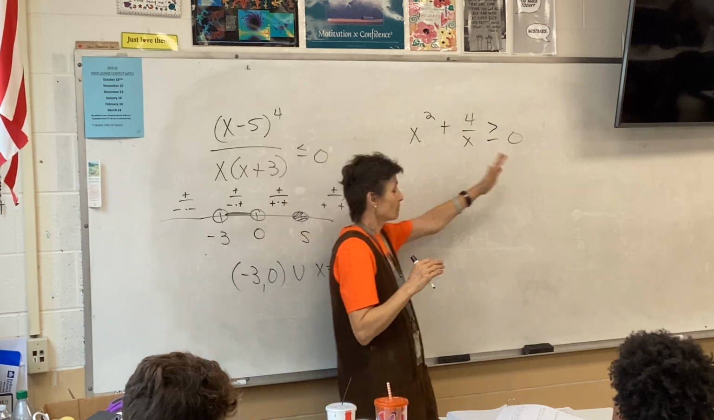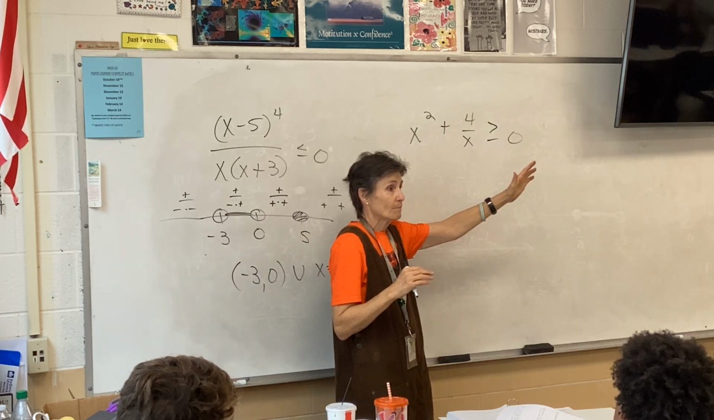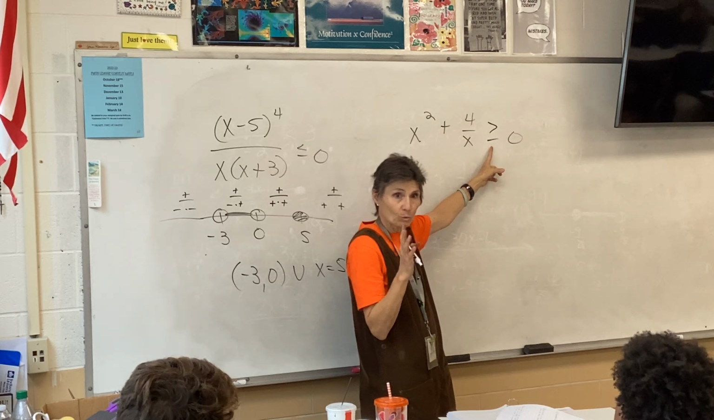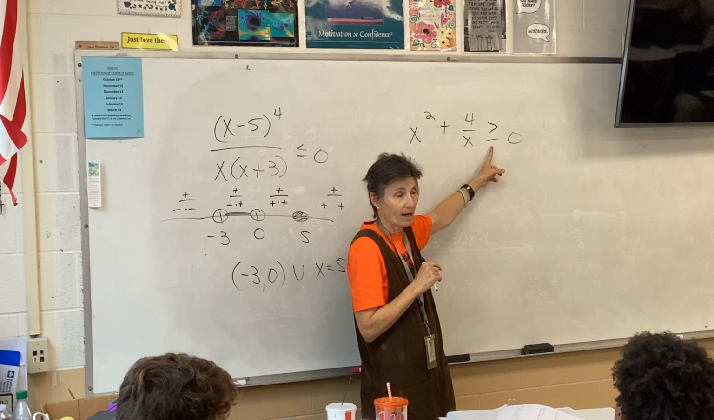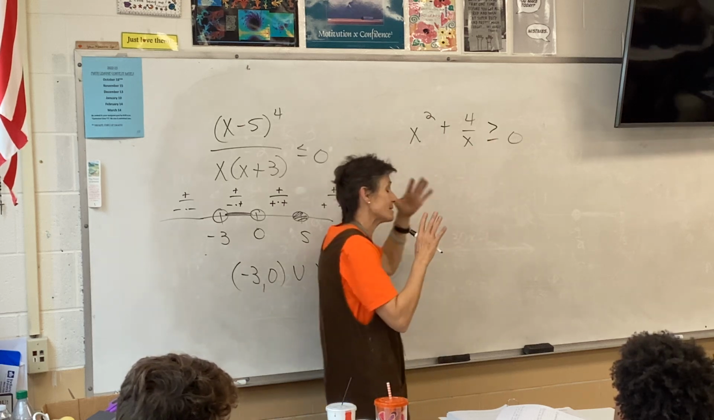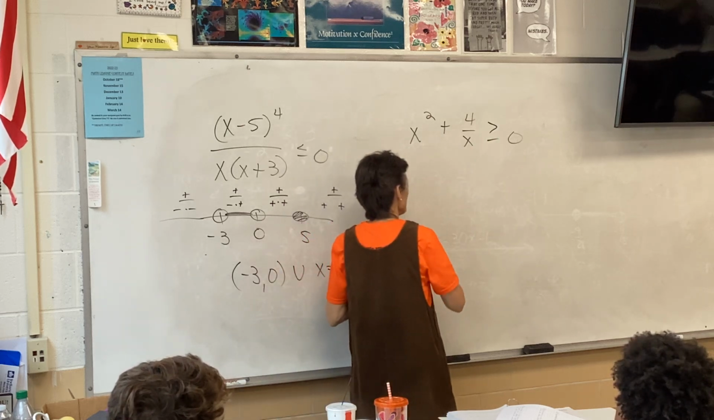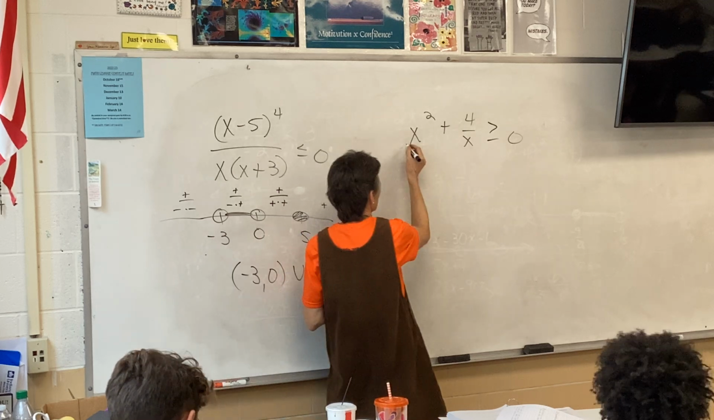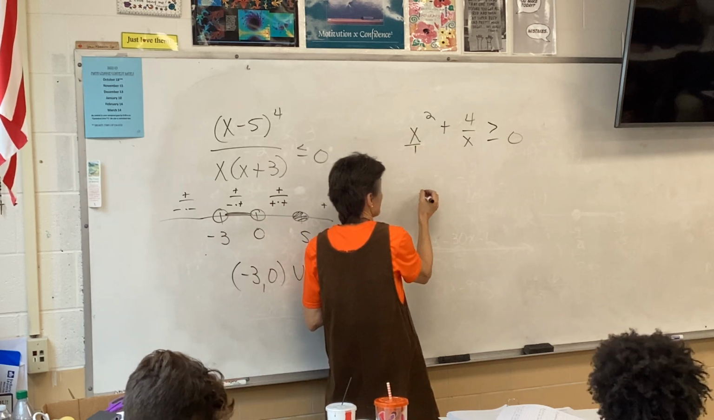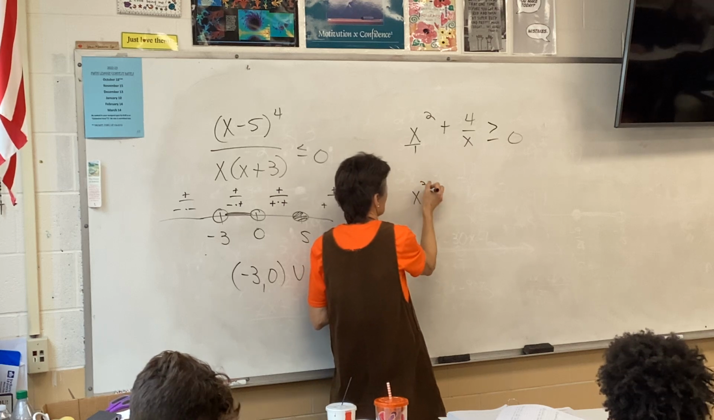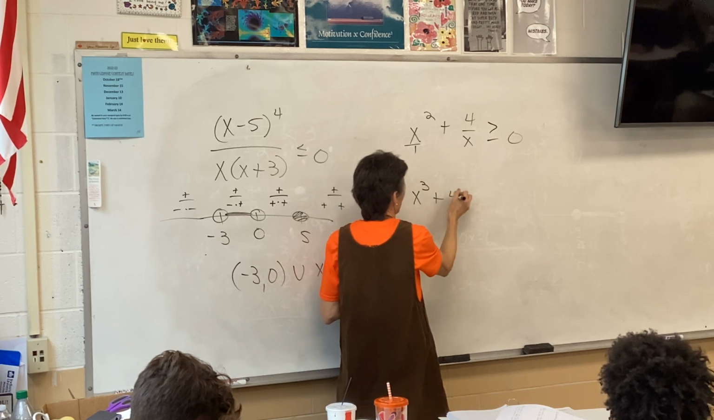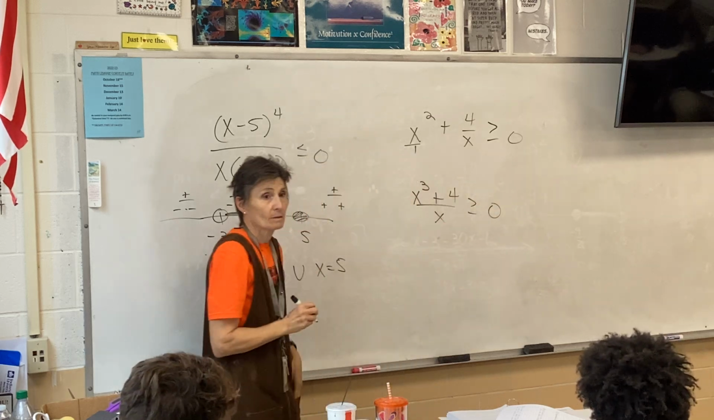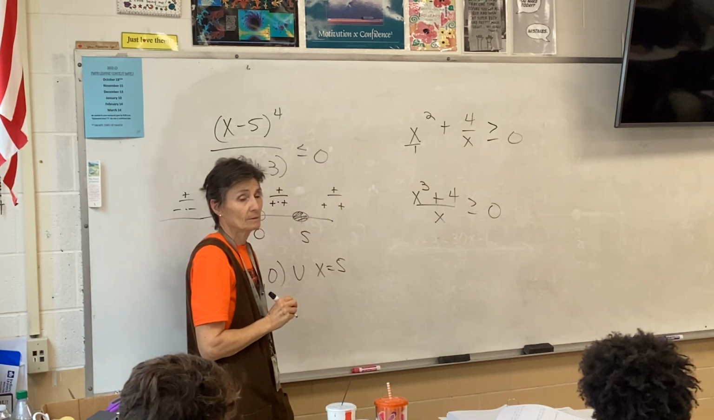Because if you multiply by x, you don't know what to do with this. Because remember that rule that says if you multiply by a negative? So you don't know what x is, so that is not going to work. So what are you going to do instead? You're going to get a common denominator. So this is going to become x cubed plus 4 over x. Would you agree with that?